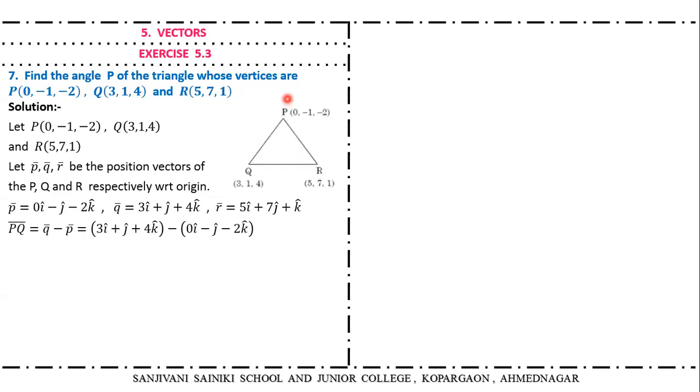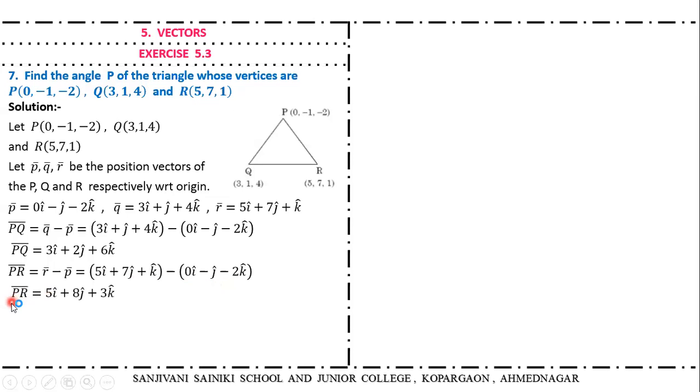Now let us find PQ bar. PQ bar is equal to the position vector of point Q minus the position vector of point P. Put the values of Q bar and P bar and take their subtraction. You will get PQ bar is equal to 3i plus 2j plus 6k. Now we find PR bar on the same line: R bar minus P bar. Put the values of R bar and P bar, take their subtraction, and you will get PR bar.